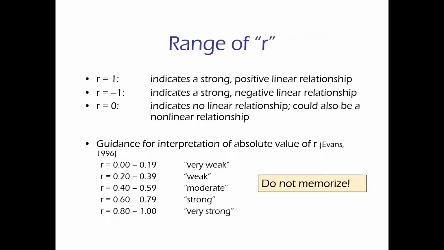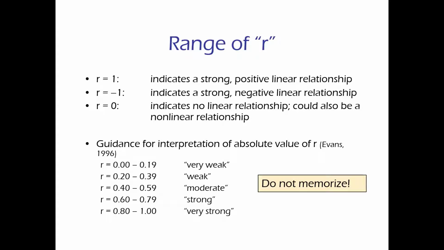The value of R ranges from -1 to 1, where 1 means a strong positive linear relationship, and -1 indicates a strong negative linear relationship. When R equals 0, it means there's no linear relationship, or it can be a nonlinear relationship.